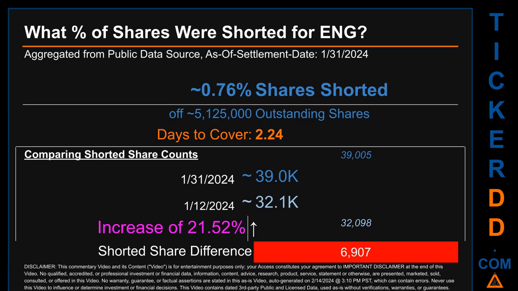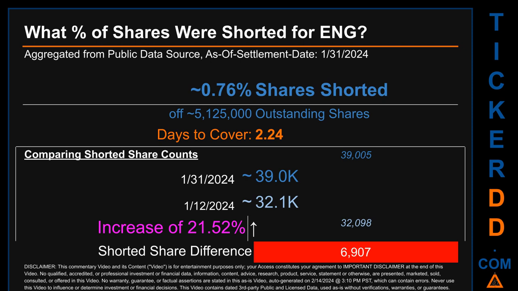What percentage of shares were shorted for ENG for the 2-week period ending on settlement date, January 31, 2024? About 39,000 shares of ENG were shorted out of a total of approximately 5.1 million outstanding shares. Therefore, for ENG, based on as-is discovered public data when this video was generated, the ticker has a short interest of roughly 0.76%, which I got by taking the number of shorted shares and dividing it by the number of outstanding shares to get the percentage value. Days to cover is 2.24.